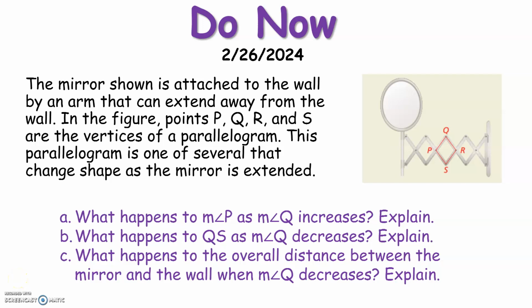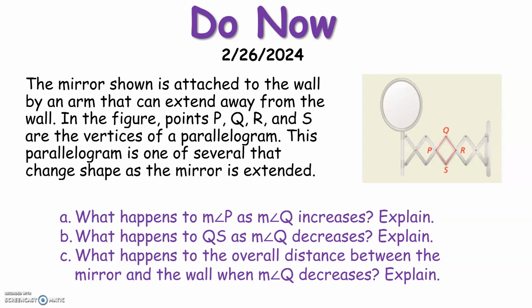All right, the mirror shown is attached to the wall by an arm that can extend from the wall. In the figure, points P, Q, R, and S are the vertices of a parallelogram. This parallelogram is one of several that change shape as the mirror extends.